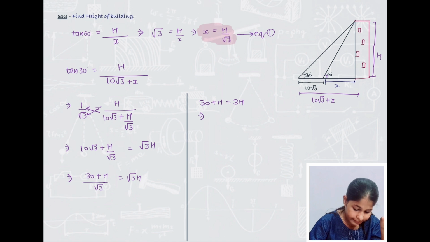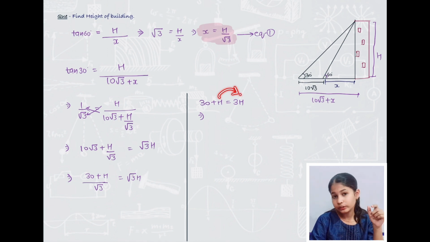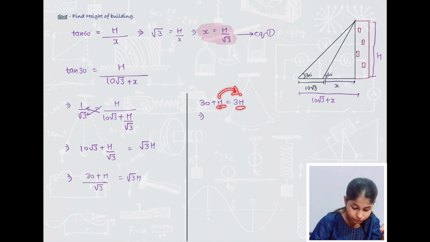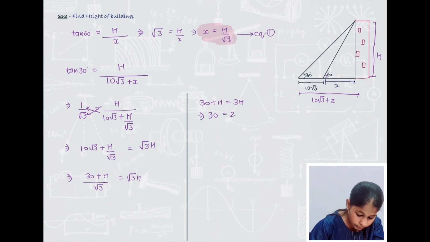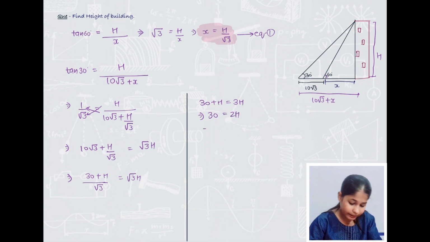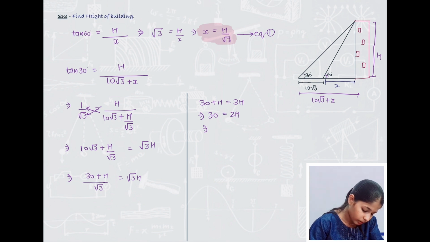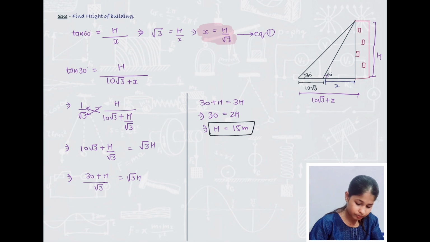Then this H will transpose here. Can I transpose the H from here to here? Yes, of course we can. So 30 is equal to 2H because it will get a minus, and what will you get as the value of H? 30 divided by 2 is 15, so you will get H is equal to 15 meter. This will be your answer.